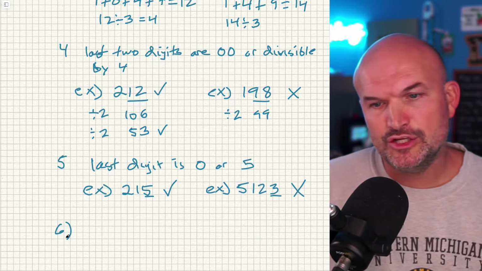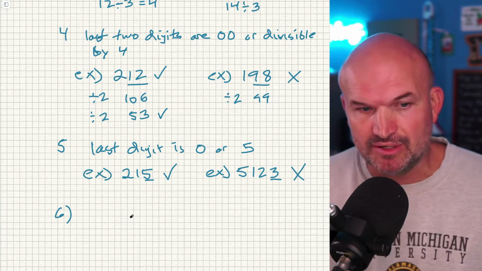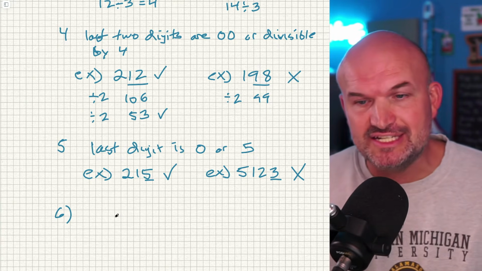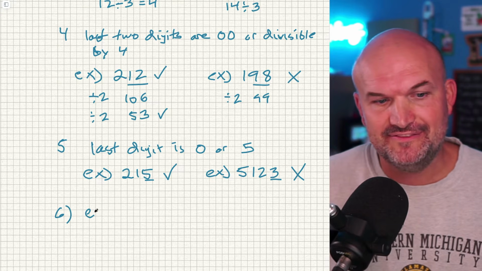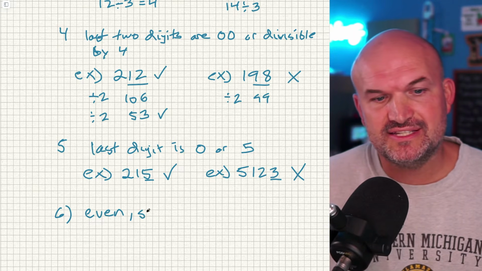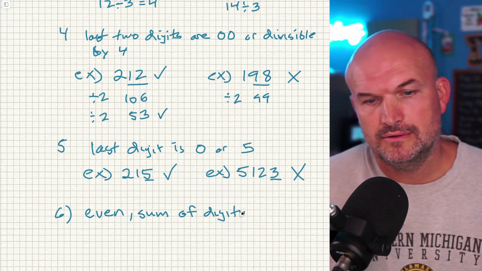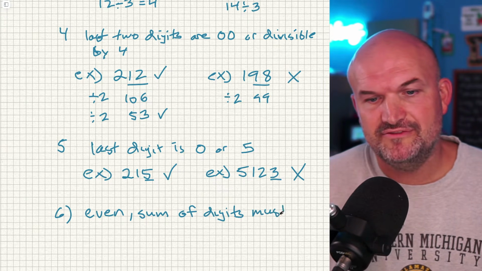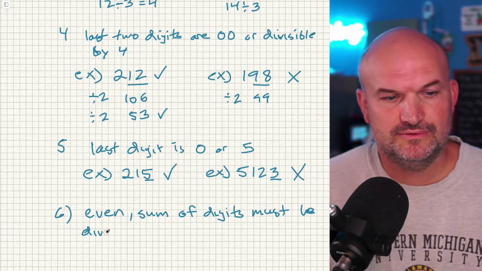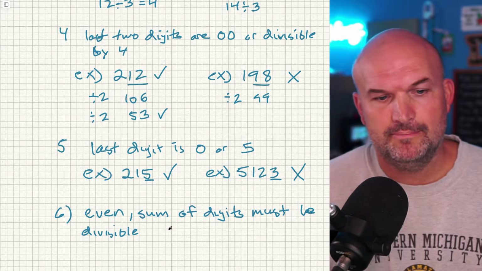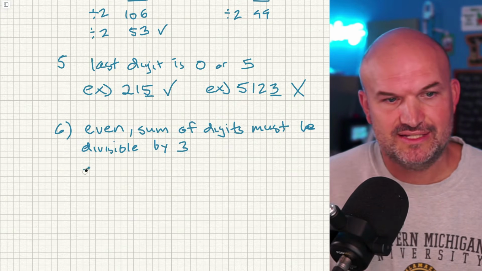Now let's look at the number 6. For number 6, what we have to have is an even number, as well as the sum of the digits has to be divisible by 3. So it has to be even, and then the sum of digits must be divisible by 3.